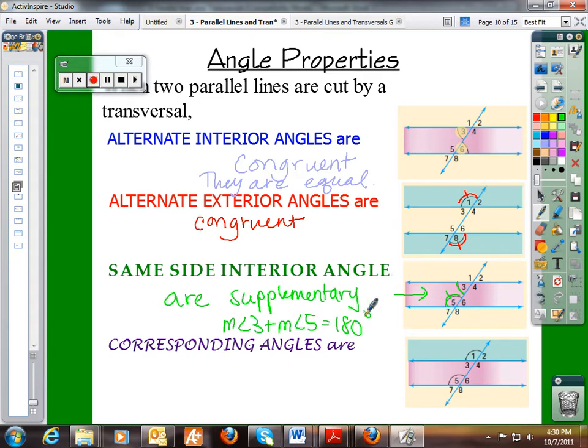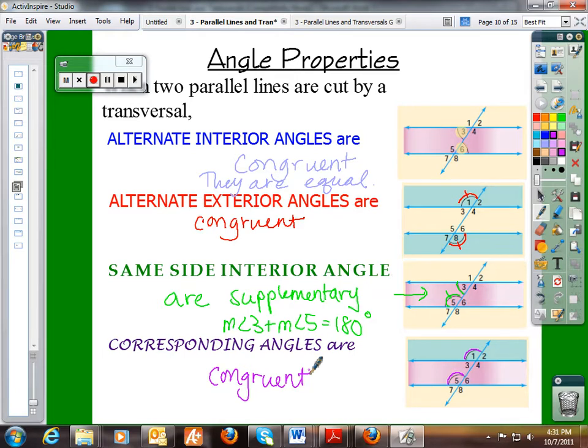Lastly, we have corresponding angles, which are on the same side of the transversal, but one's on the interior and one is on the exterior. These are congruent. So for all of the angle pairs that we talked about today, you have a whole bunch that are congruent, but same side interior angles are the ones that are different, and they are not congruent, but their measures add up to 180 degrees.